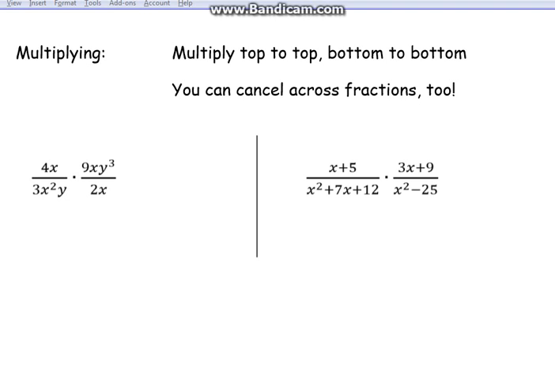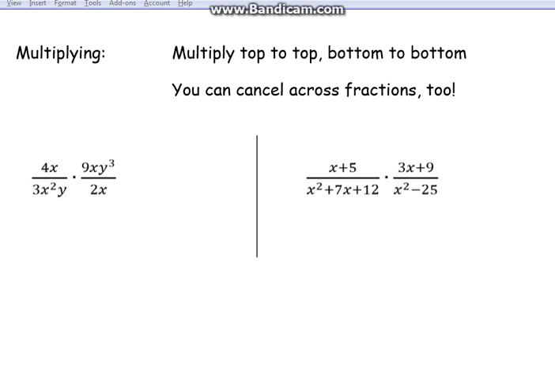Since we are going to be exclusively multiplying for these couple of examples, we can cancel across fractions too. Because each one of these is completely surrounded by multiplication, we can start canceling across fractions. And that's how we want to start. Don't multiply first. Start to see what you can cancel.